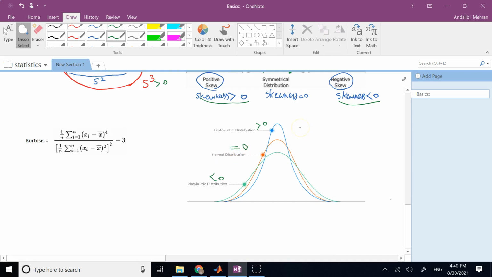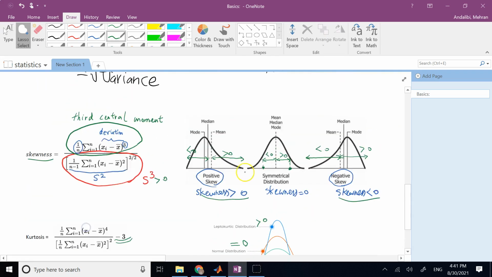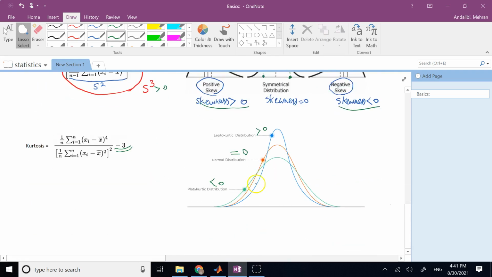How did it make it 0? Here you see there is a -3 in the formula that is added deliberately to make the kurtosis of the normal distribution 0. So normal distribution is like a gold standard. Everything is measured with respect to this guy. The skewness of it is 0, the kurtosis of it is 0, and so on and so forth. So anything deviated from that is going to have a positive or negative skewness or kurtosis.